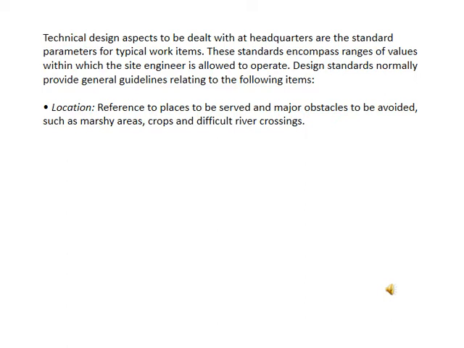So the important thing is where we allocate the site, and also what kind of major obstacles there are and how they can be avoided, such as a marshy area or a typical river crossing. When we design the road, we have to avoid the marshy area and the difficult river crossing, because those places are difficult to construct.